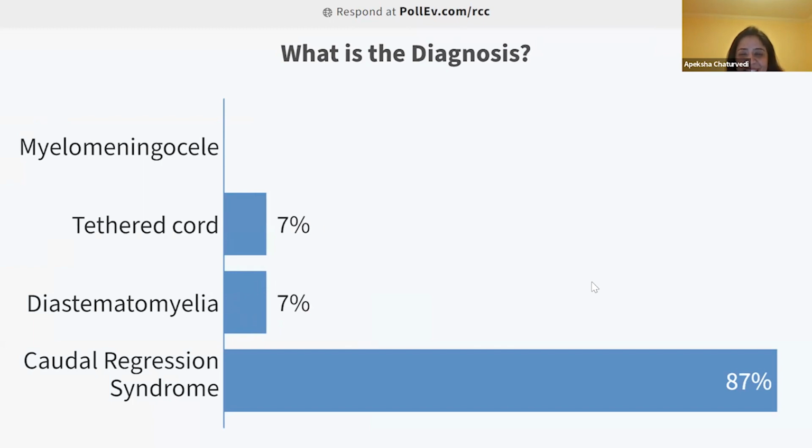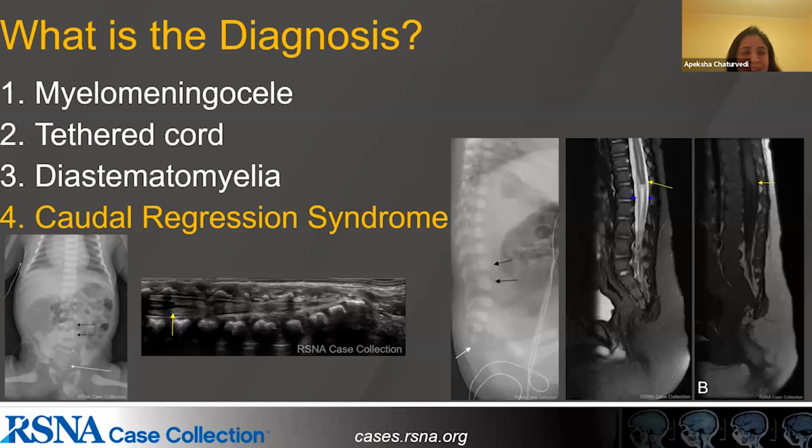All right, next slide. So excellent work. Yes, this is caudal regression syndrome. As you can very nicely see, the inferior most sacral vertebrae are missing, and there is a blunted, club-like terminus of the spinal cord, or the conus medullaris is blunted and club-like. Moving on to the next slide.